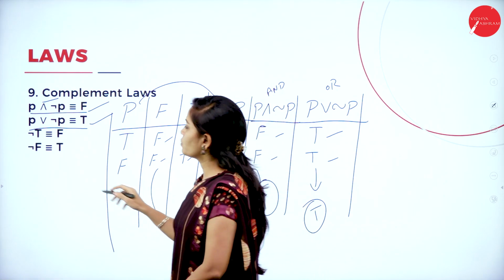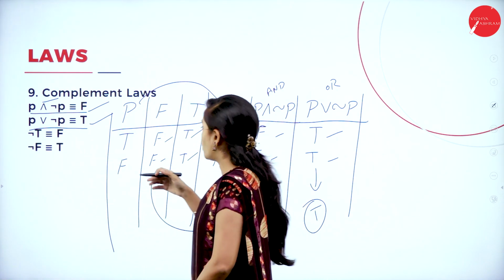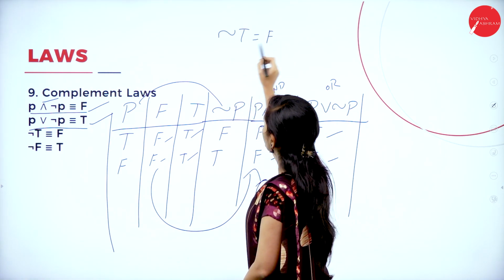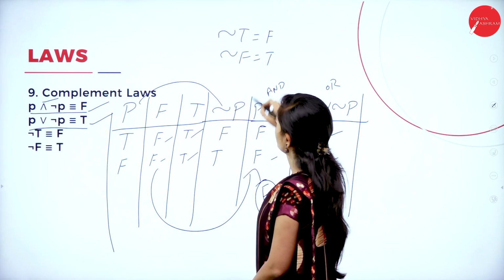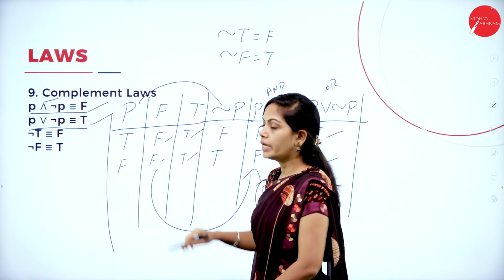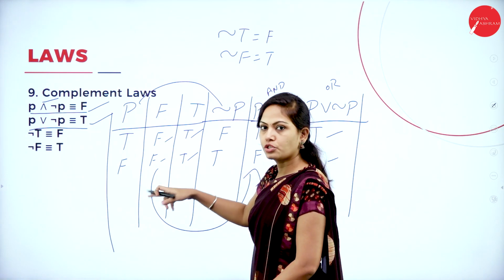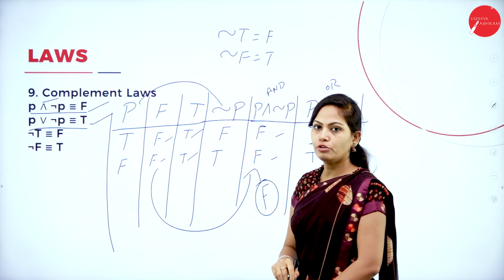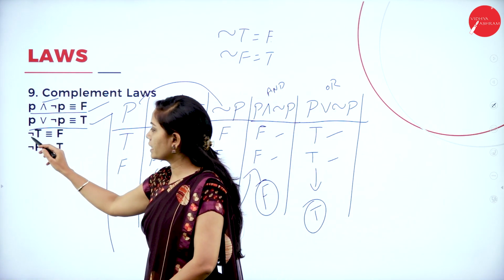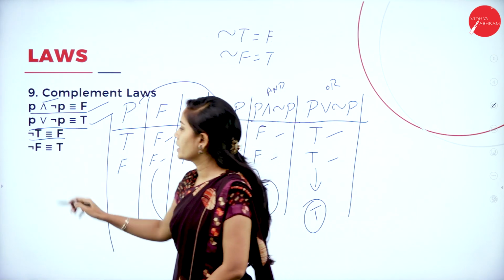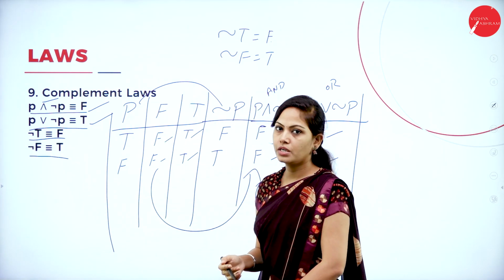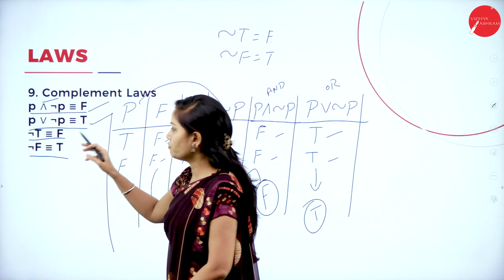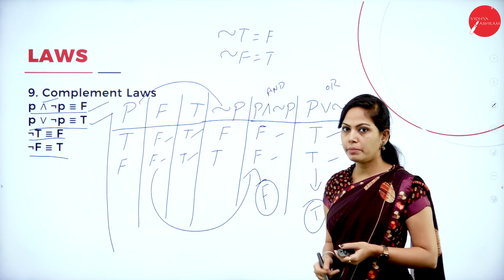So negation T is equal to F. Negation T means what? So true. So negation T is equal to F, negation F is equal to true, right? So here in F we have F. So what is the negation of this F? It is true. So it will give the value of T. Please remember this concept. Negation T is equal to F, negation F is equal to T. So it is just the complement. So negation F is the complement of T. So this is called complement laws.